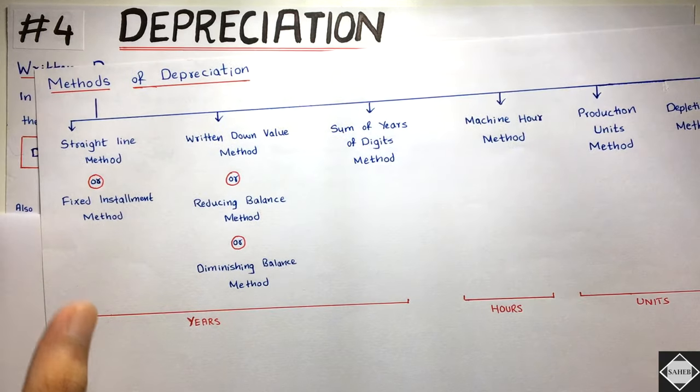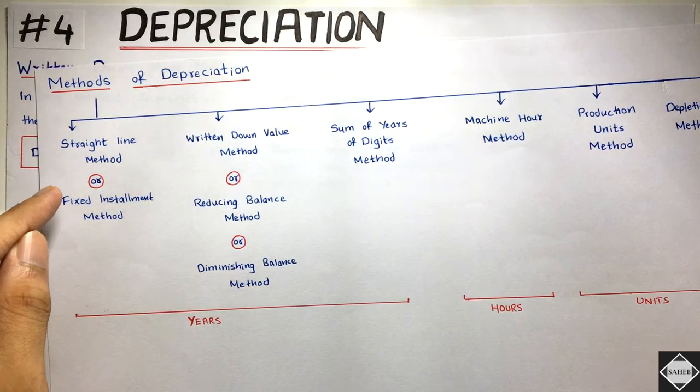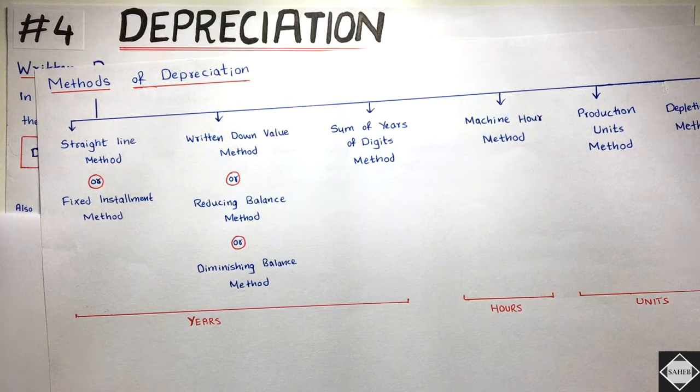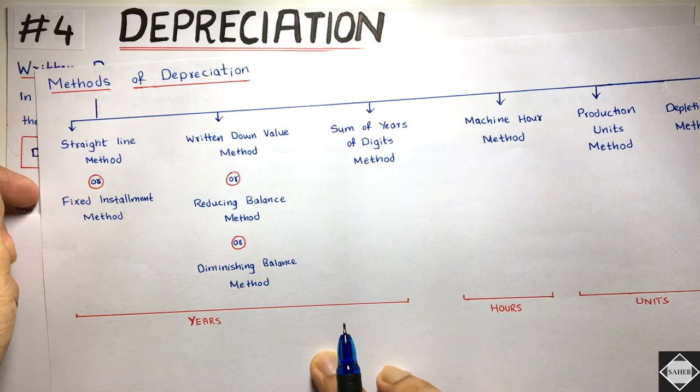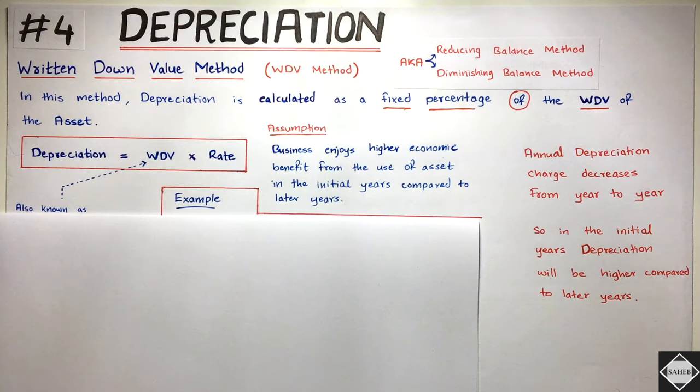Already we have covered the straight line method in the previous videos and solved two problems on it. Now we are moving towards our second method of depreciation. In this video, we are going to not only understand the concept, but also solve a problem on it. So let's begin the video.